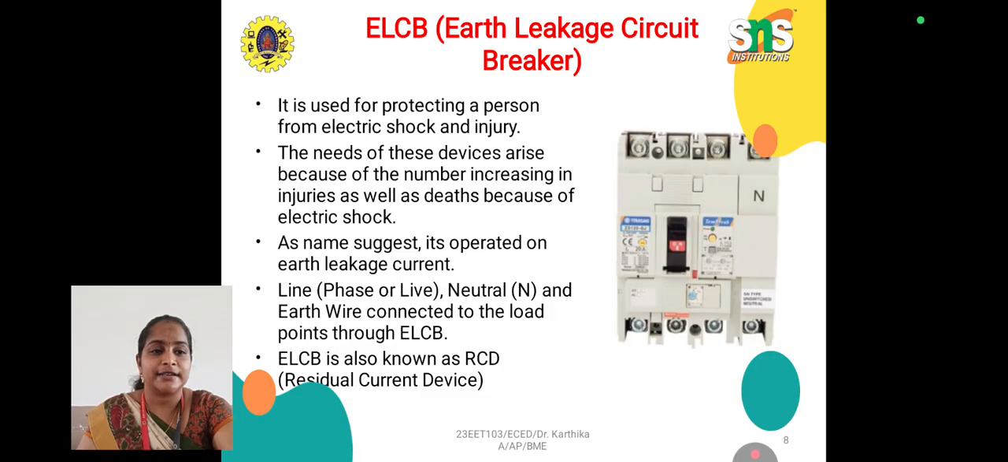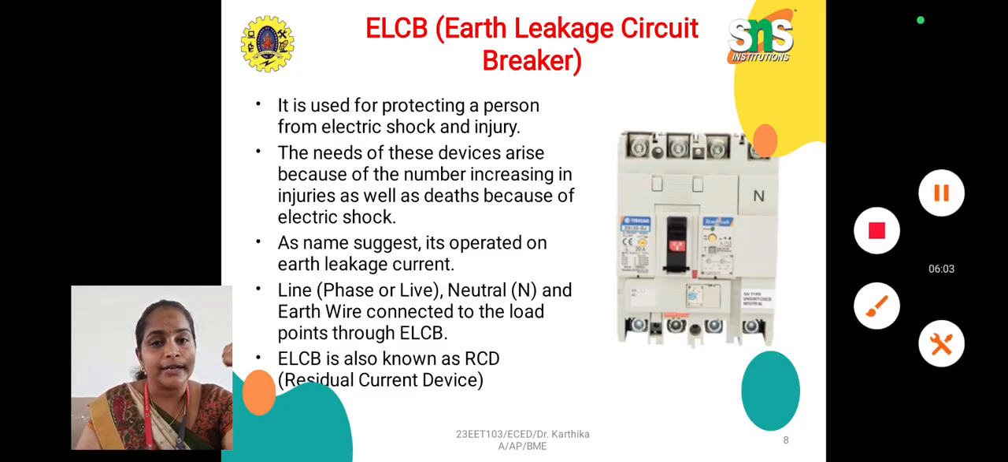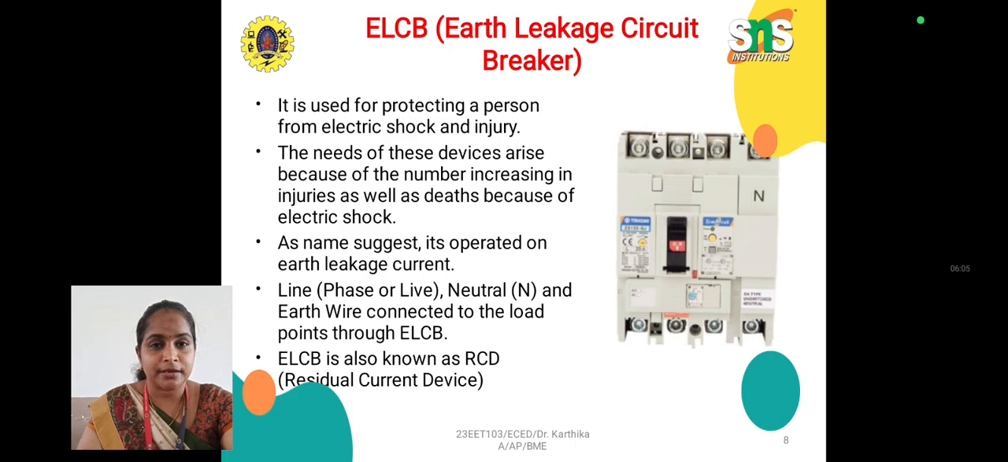We have so many types of MCB, and among these types we have ELCBs and electronic fuses. We will discuss ELCBs and electronic fuses in the next class.